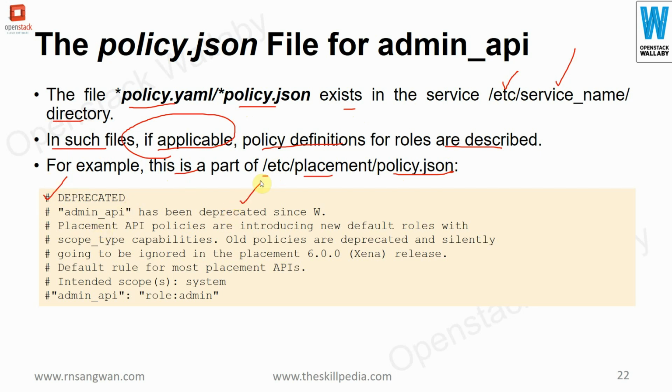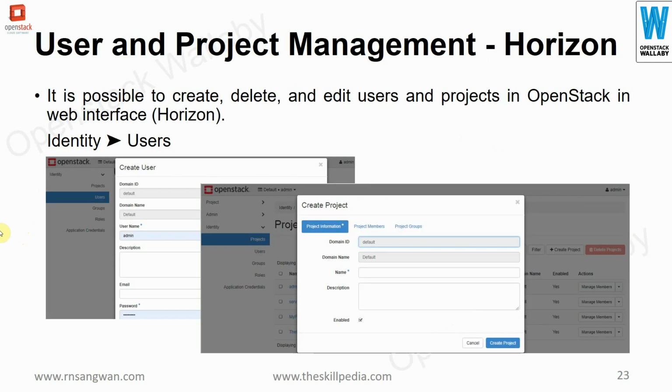Admin API has been deprecated since W, that is placement. Placement API policies are introducing new default roles with scope type capabilities. Old policies are deprecated and silently going to be ignored in placement 6.0, which is in the Xena release, which is the new release, available now. Default rule for most placement APIs. So this is the example, and as I said, this is no longer required. User project management in Horizon.